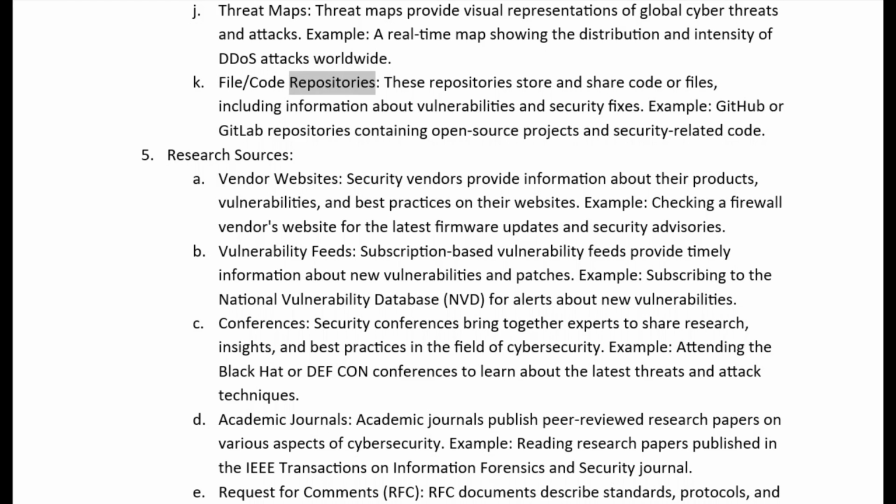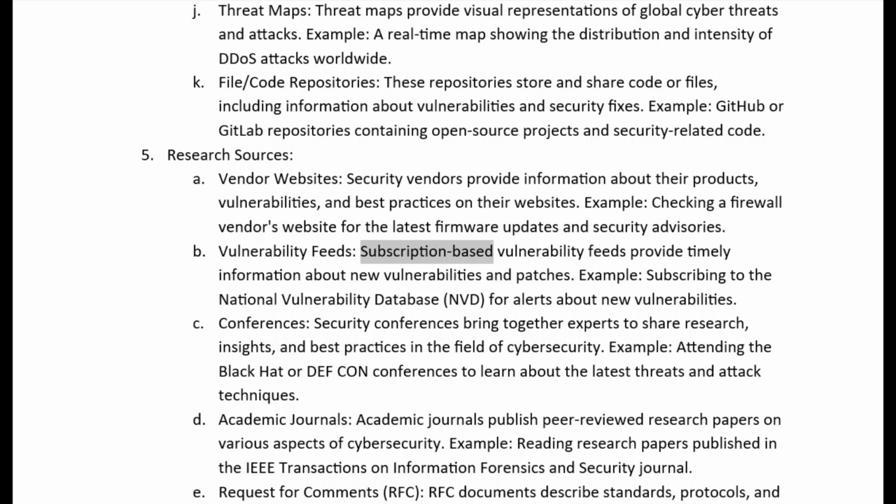File/code repositories. These repositories store and share code or files, including information about vulnerabilities and security fixes. Example, GitHub or GitLab repositories containing open-source projects and security-related code. Research sources. Vendor websites. Security vendors provide information about their products, vulnerabilities, and best practices on their websites. Example, checking a firewall vendor's website for the latest firmware updates and security advisories.